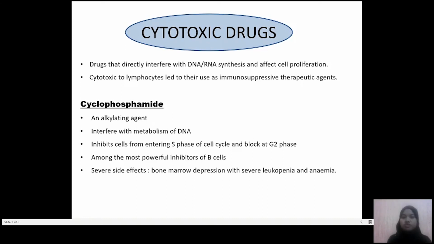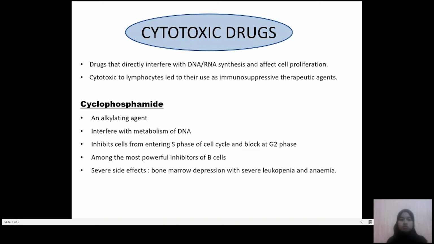So I will explain about the usage of cytotoxic drugs and anti-inflammatory agents to prolong the allograft survival. Cytotoxic drugs are drugs that directly interfere with DNA or RNA synthesis and will affect cell proliferation. Initially, they were used to treat cancer, but they also can be used as immunosuppressive therapeutic agents. One of the cytotoxic drugs that can be used to prolong the allograft survival is cyclophosphamide. Cyclophosphamide is an alkylating agent that interferes with the metabolism of DNA. It also inhibits the cells from entering S phase of the cell cycle and blocks at the G2 phase.